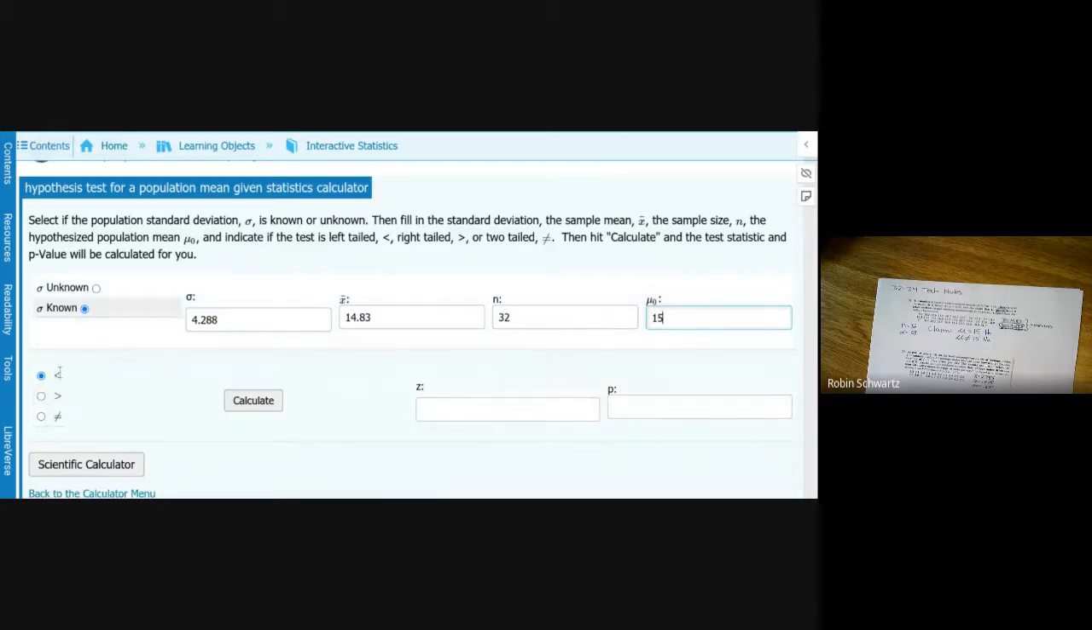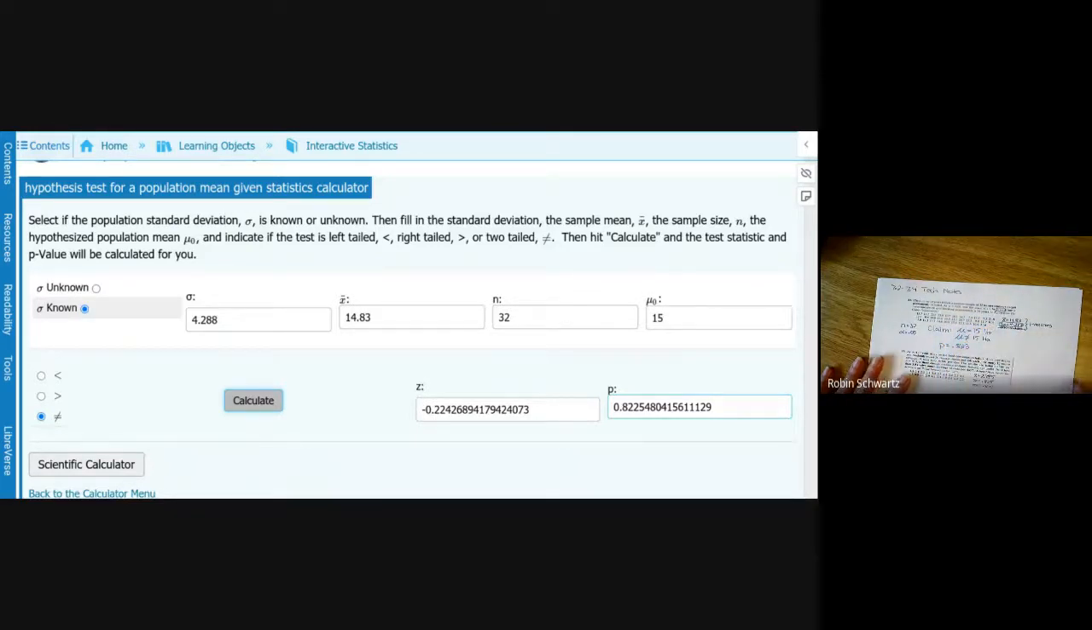And then over here, you have to pick your Ha sign. Does your Ha have a less than, greater than, or not equal to? When I look back, it's a not equal to. So notice that all three of these are the Ha signs, and then just hit calculate. The only thing I want is the p-value. So the p-value is 0.823.